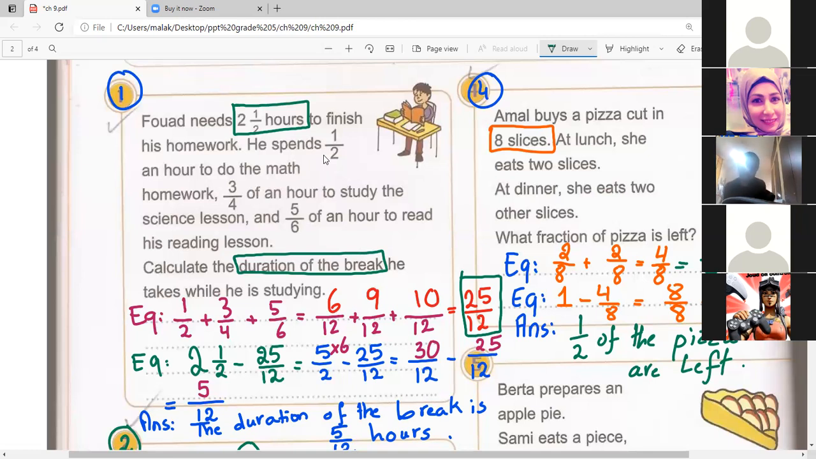I finished. We have problems 7, 8, 9, and 11. 10 will not do it. Let's do now problem 11.